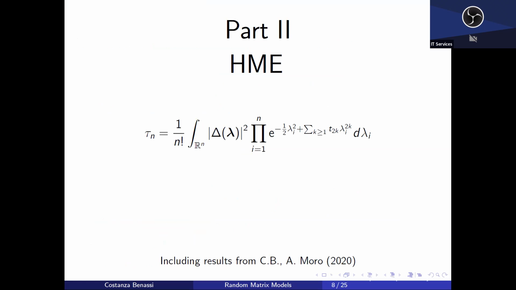That is when the matrices we're looking at are Hermitian. The fact they're Hermitian means that here we have a 2 in the Vandermonde determinant. And this is the newly cast partition function we're going to look at.